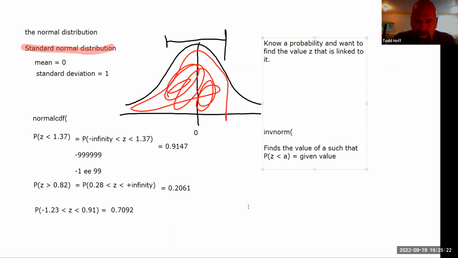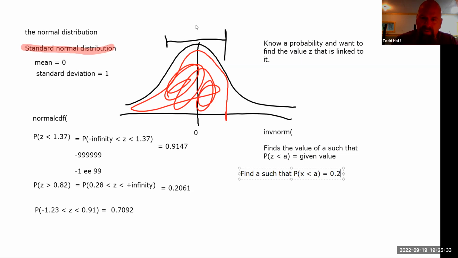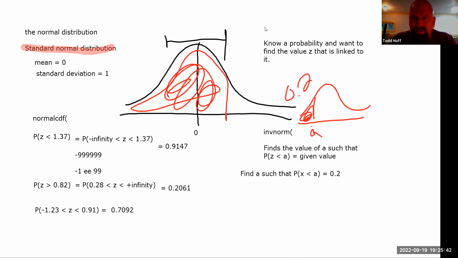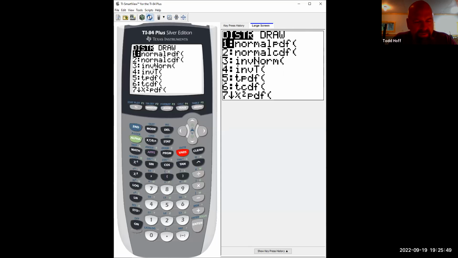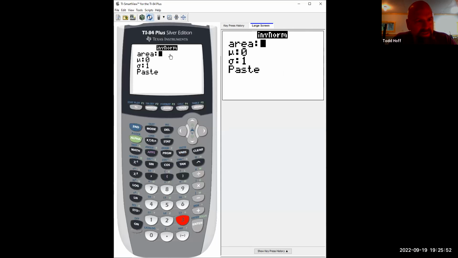So what do I mean? Let's say I want to find A such that the probability that X is less than A equals 0.2. So what that's saying is, on my bell curve, this probability here is 0.2. Find the value of A here that corresponds to that. Well, that's simple enough. That's just going to be second distribution, option 3, inverse normal. 0.2 is the area to the left.